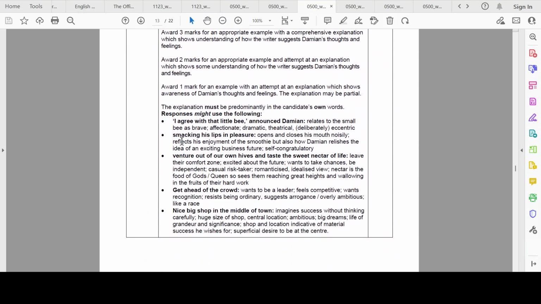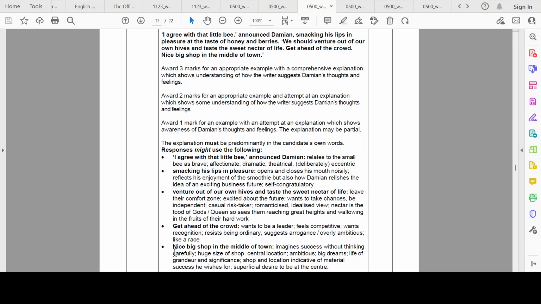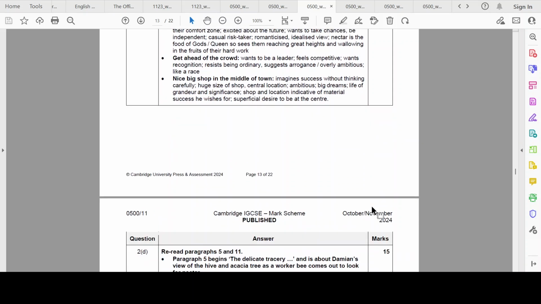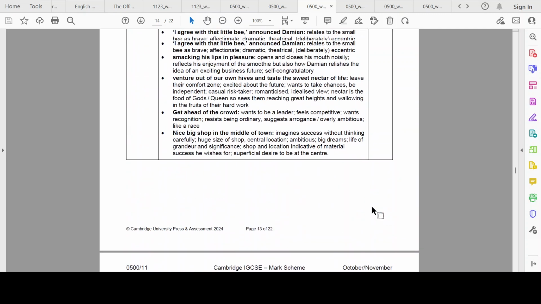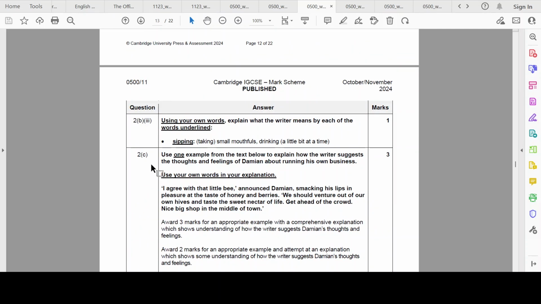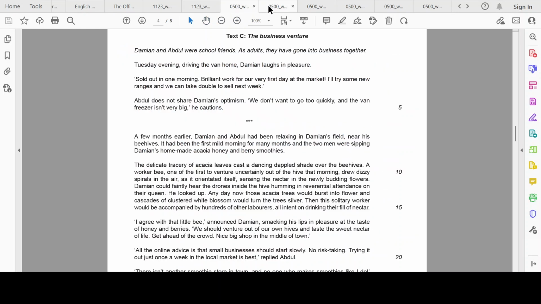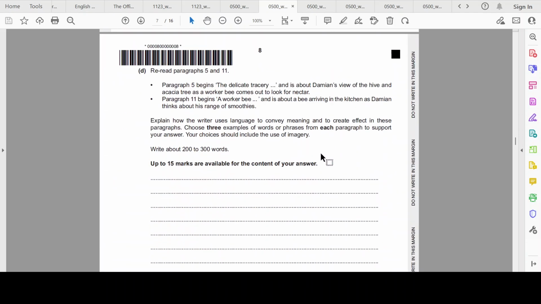Yeah, so you can see from these few lines, these 3 lines, there are 5 different phrases that could be picked out and explained. So that's going to help you with your writer's craft questions, and the way it's presented, it's similar to question 2E from the 1123 syllabus paper.